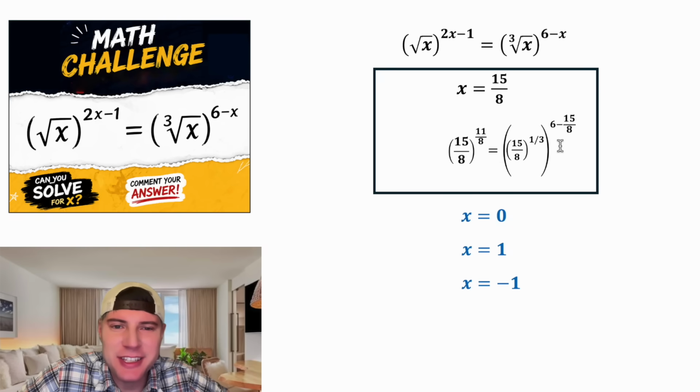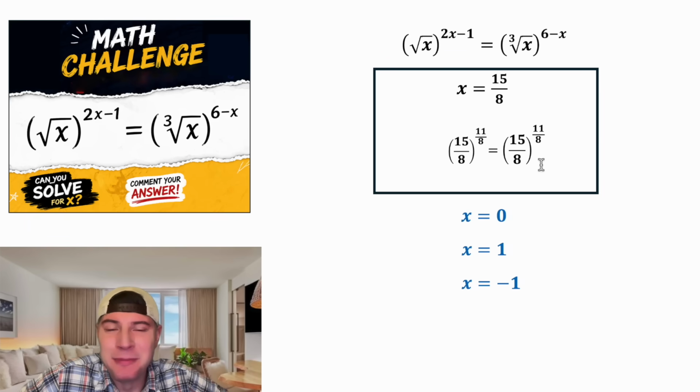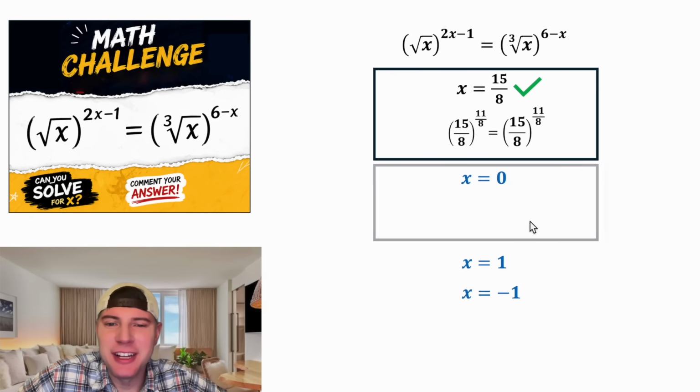So now looking at this exponent, we can rewrite the 6 as 48/8, and then 48/8 minus 15/8 is 33/8. And the 3 on bottom and the 33 on top will simplify to 11, so we end up with 15/8 to the 11/8. I'm not exactly sure what this equals, but it is the same on both sides, so this solution checks out.